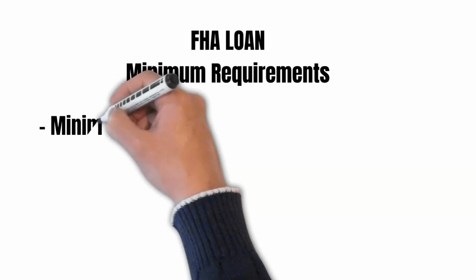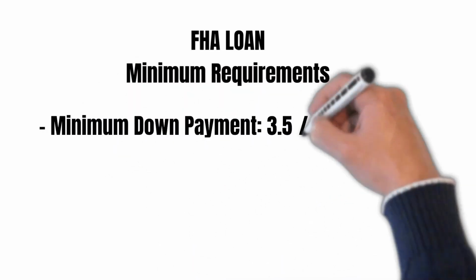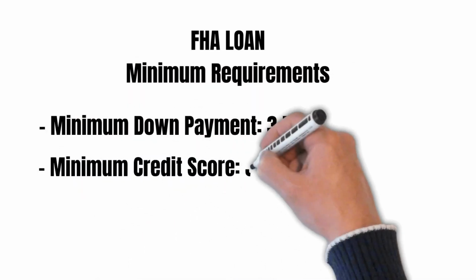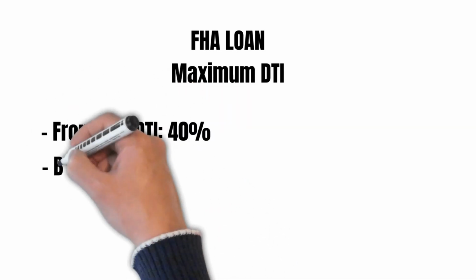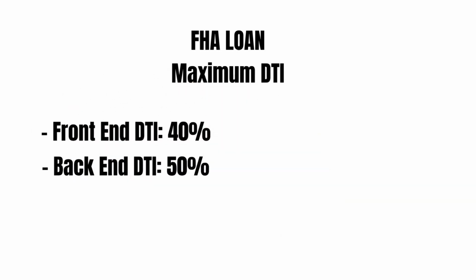Two major examples of the more relaxed requirements are the minimum down payment, which can be as low as 3.5%, and the minimum credit score, which can be as low as 580 points. Additionally, unlike the conventional loan DTI, the FHA loan DTI can be as high as 40% for the front end and 50% for the back end. There are various factors taken into account with FHA DTI limits, including the borrower's credit score, so you'll definitely want to check with your lender.